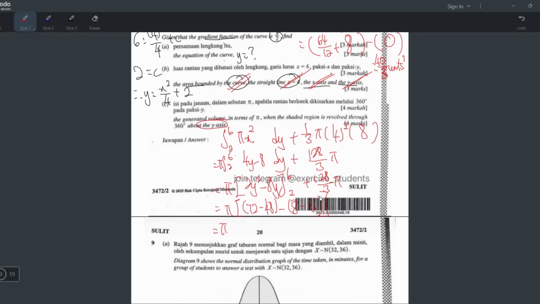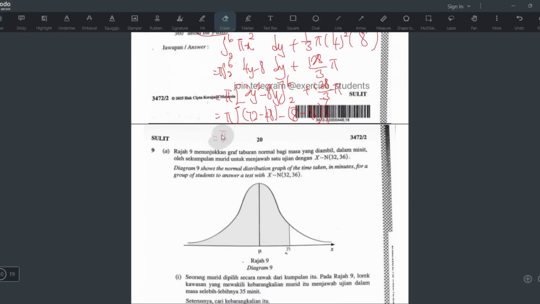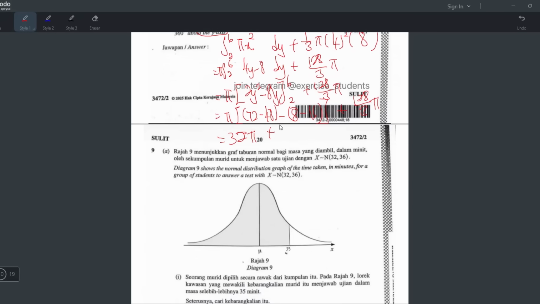So put all this in the calculator and see what we get. 72 minus 48 is 24. But 24, I have to minus the bracket 8 minus 16. My calculator gives me 32 here. So I think the answer here is 32 pi. So I'll erase the pi and straight away write 32 pi. But of course, I still have to plus 128 over 3 pi here.